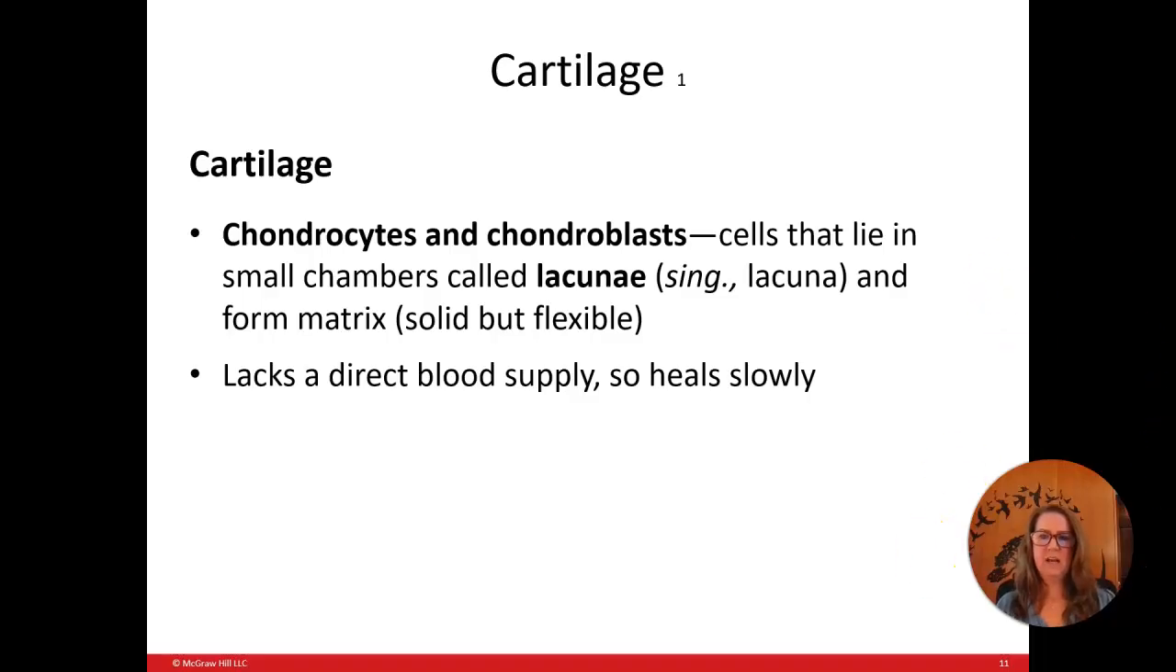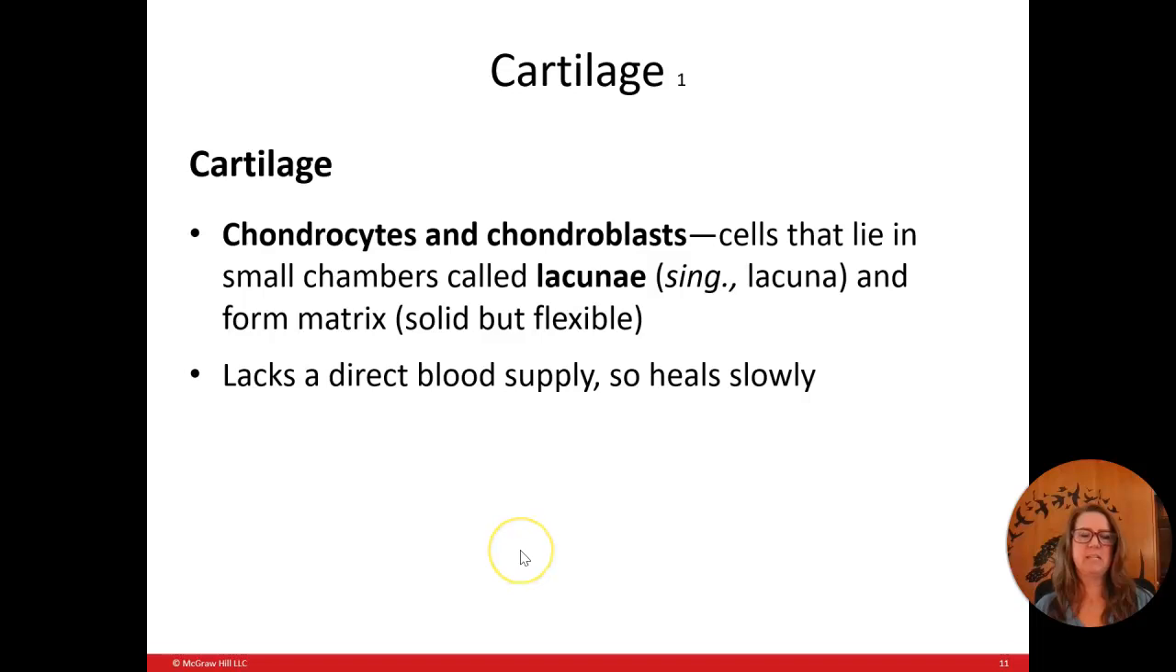Cartilage is a little bit different because it has a more flexible nature compared to bone, and it has a little bit less blood supply, so it heals slowly. If you've ever had a nose piercing, a cartilage piercing, then you know how long it takes for the cartilage to heal, simply because it does not have a lot of blood flow.